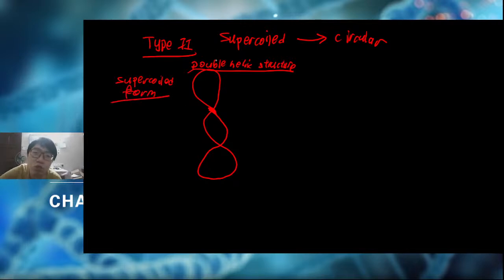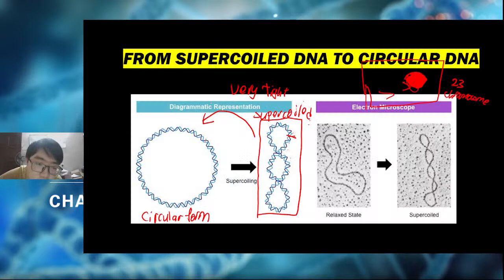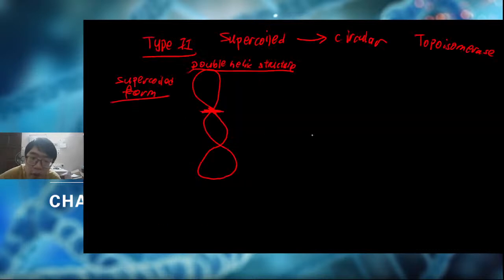Okay, so type 2 topoisomerase. Dia sama sahaja, just that type 1 only cuts one strand only. But topoisomerase type 2, it will cut the double helix, both strands. Maksudnya dia akan cut di sini. It will directly cut both strands. For topoisomerase 1, it only cuts a single strand. Maksudnya topoisomerase 1, dia hanya cut ini sahaja. Lepas tu dia bagi jadi direct. Yang ini, dia akan cut sini. Langsung directly cut both strands, and then it will form like that.